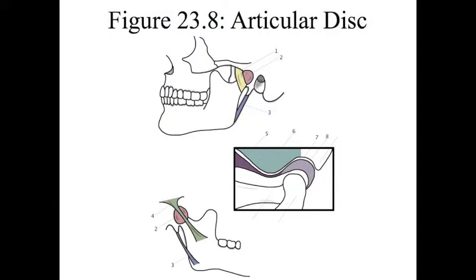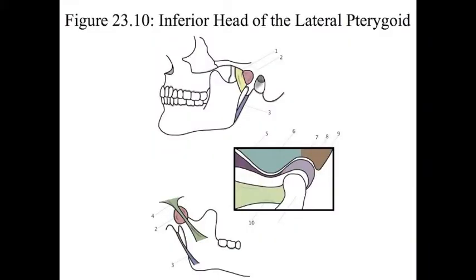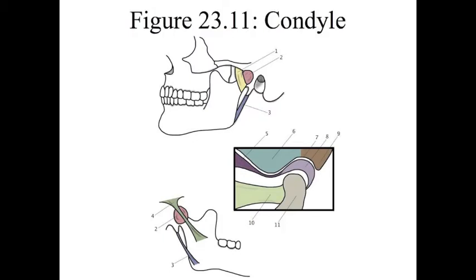Number 8 is the articular disc. This is a hard piece of cartilage that sits between the head of the condyle and the articular fossa so that it will prevent bone-to-bone contact. Number 9 is the postglenoid process. This is the other bony process of the temporal bone that keeps the head of the condyle from moving too far posteriorly. Number 10 is the inferior head of the lateral pterygoid muscle. And number 11 is the condyle.